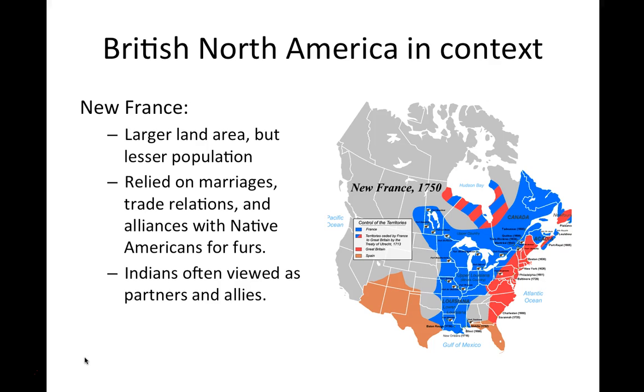So first we have New France, to the north and west of the British North American colonies. And the way they do things differently is that they can never really attract the same numbers of people. So France has a lot of land and very few Frenchmen come into the New France area. And so they really rely on Native Americans for their economic survival. This is going to be fur trappers and traders. That's the basis of their economy. And so they need to make alliances, either marriage alliances or trade relations with Native Americans. They view the Indians as partners and allies.